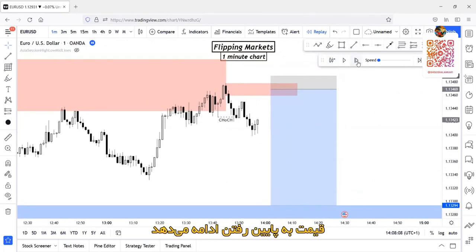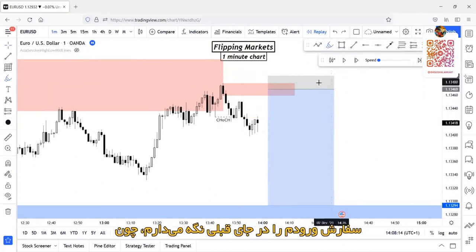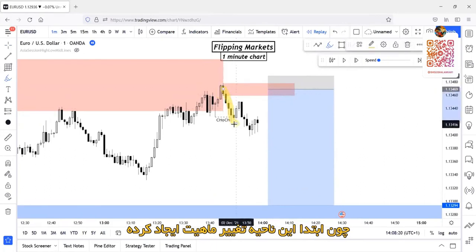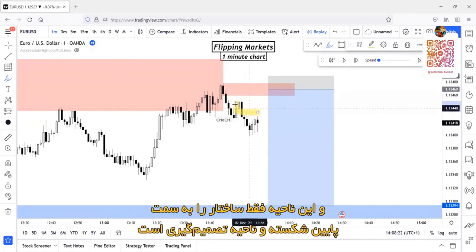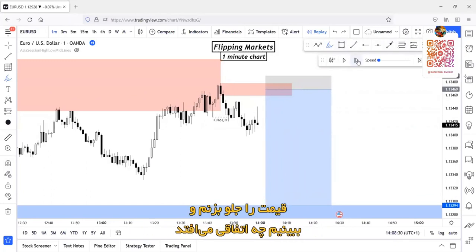Price just keeps going down. Reverses, created liquidity for this zone here. I will keep my limit here because actually this supply zone changed character first, and this supply zone just broke structure to the downside. It's a decisional one, and this supply zone had liquidity above. So let's just play price.